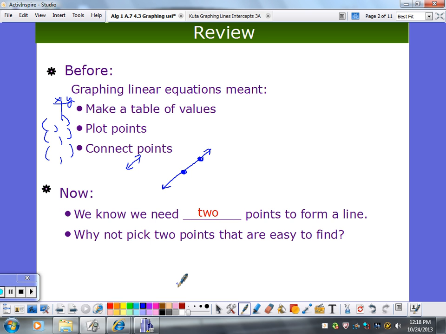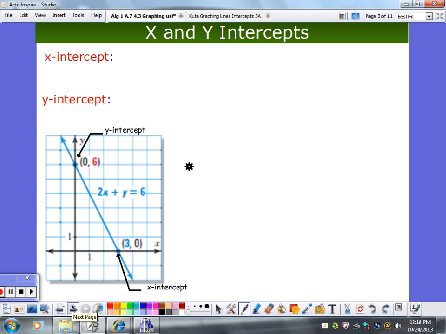Okay, so now what we're going to do is say, gee, I only need 2 points. There are 2 points that are actually pretty easy to find. We're going to learn about which 2 points they are. So why not pick 2 easy points, graph them, I got my line. So that's the whole idea behind the second method. The second method uses X-intercepts and Y-intercepts. So let's remind ourselves what X-intercepts and Y-intercepts are.